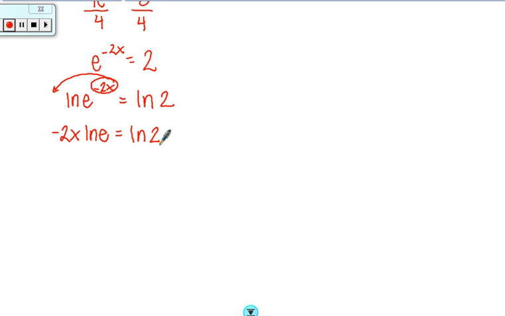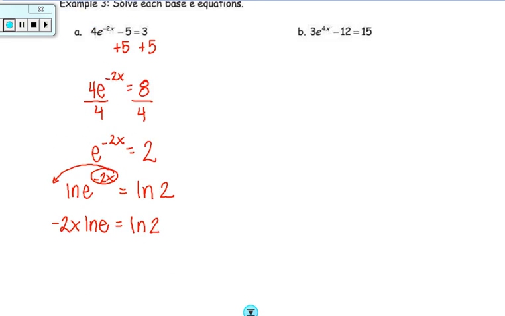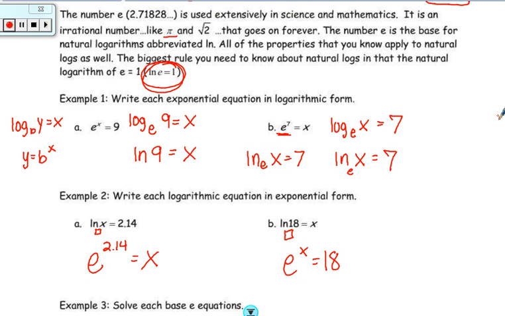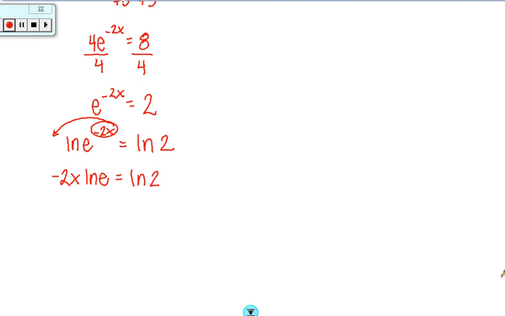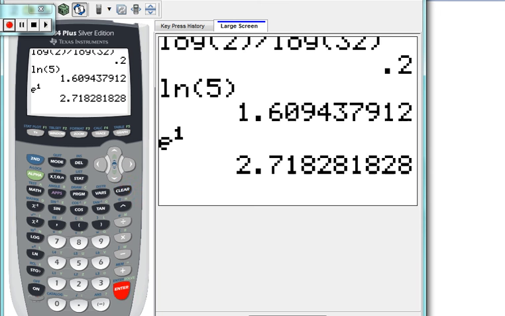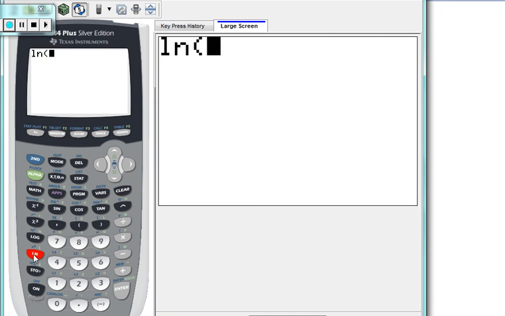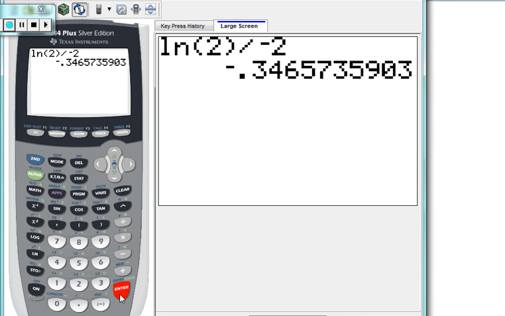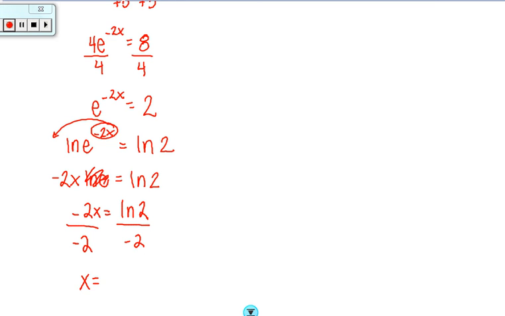Negative 2x ln of e equals ln of 2. Well, up in the rules, the biggest rule that we have about natural logarithms is that if I take the natural logarithm of e, it equals 1. So this ln of e is going to get scratched out of my problem. So negative 2x equals the natural log of 2. To get x by itself, I could divide by negative 2. So if I go to my calculator and I take the natural log of 2 and I divide it by negative 2, I get negative 3.466 as my answer.